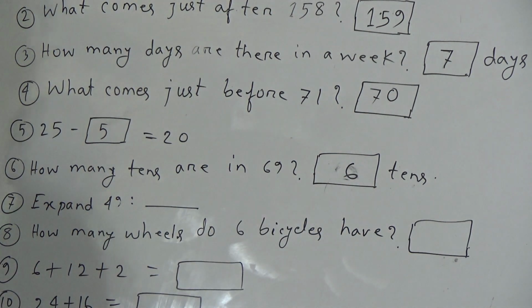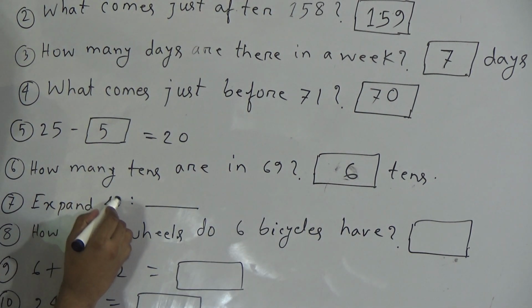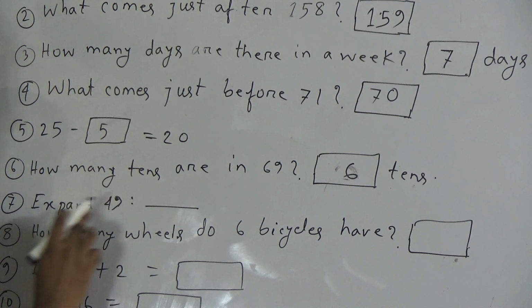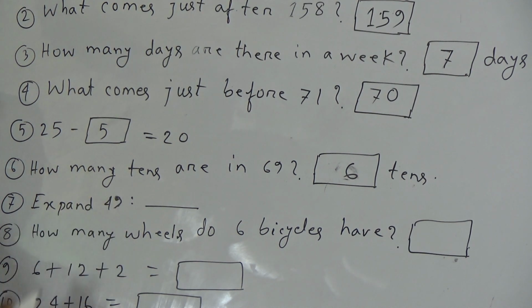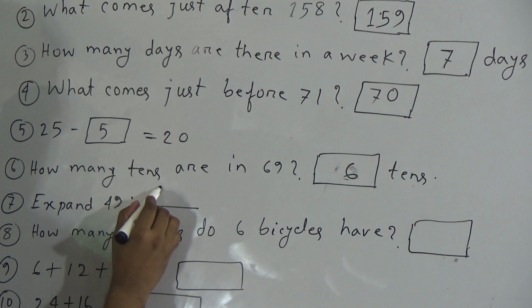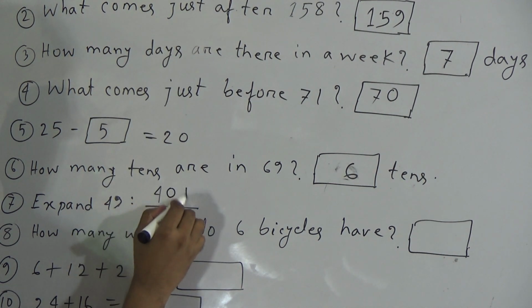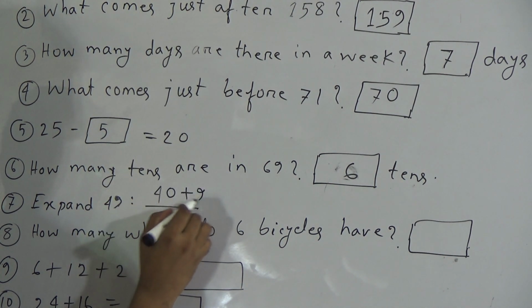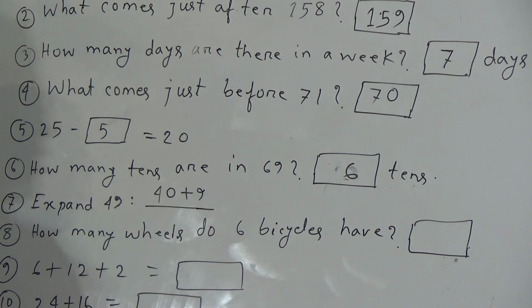Now 7 number, expand 49. Here in tens place 4 exists and in ones place 9 exists. If we expand, then it will be 4 tens are 40 plus in ones place 9 exists, 9 ones are 9. That means 40 plus 9. If we add 40 with 9, then we can get 49.